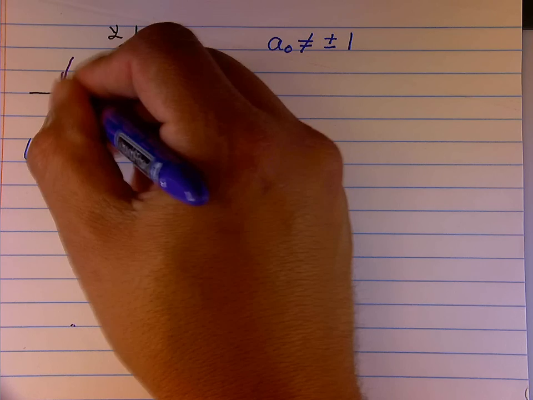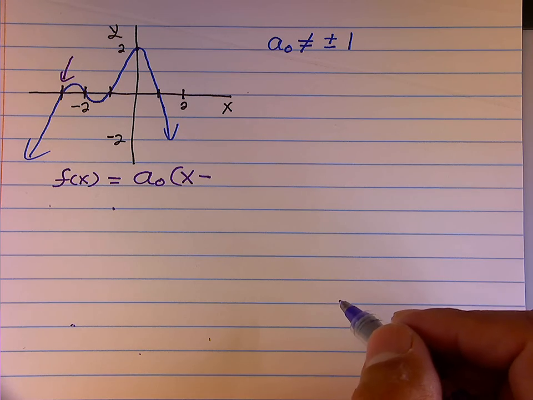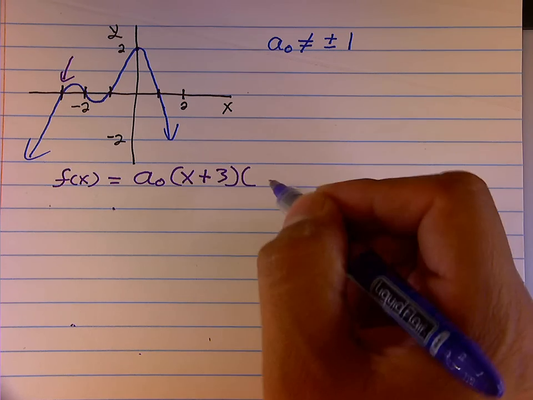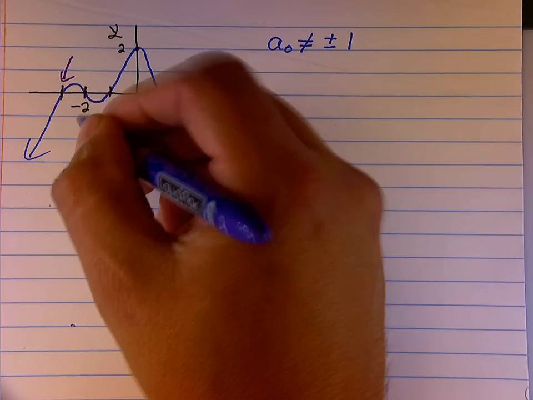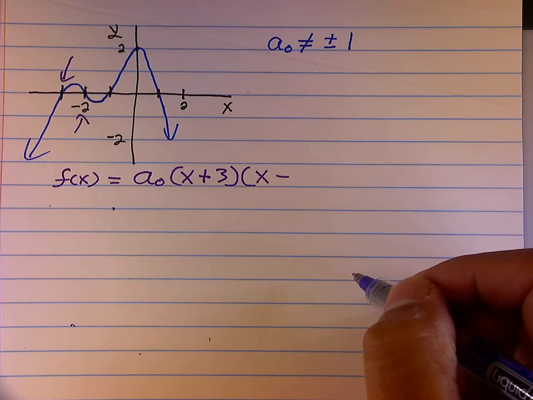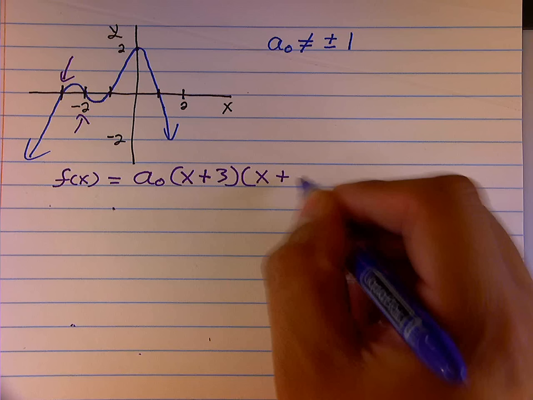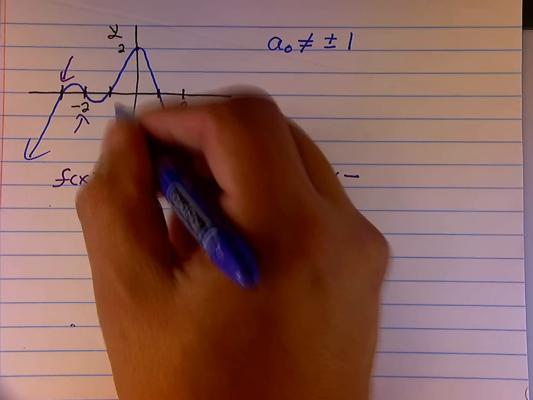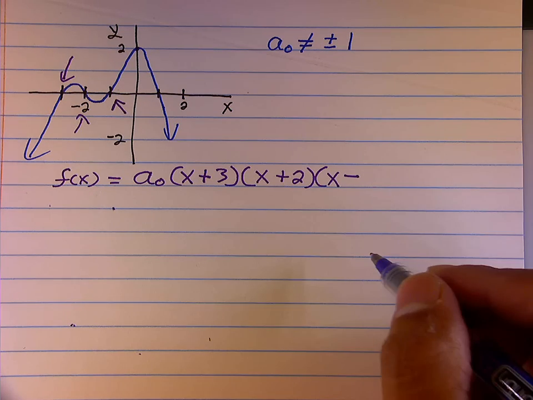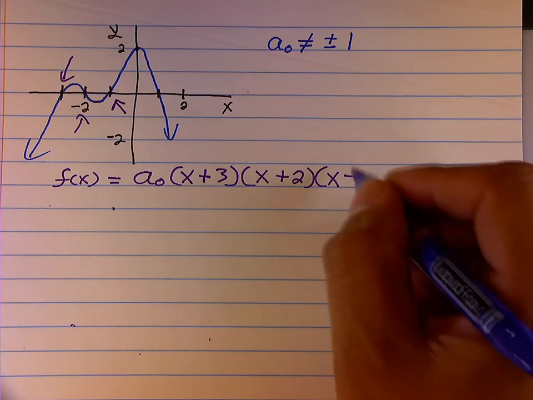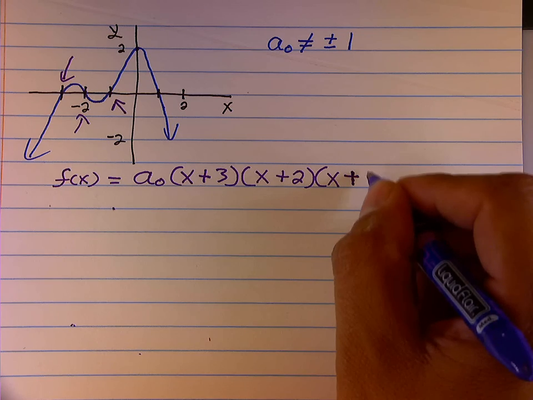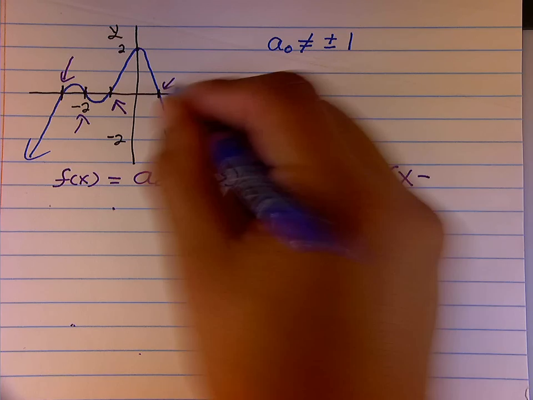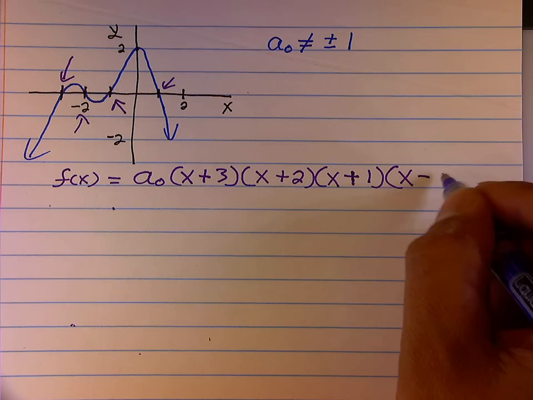X minus the first x value, which I will assume to be negative 3. Since I'm subtracting a negative, it becomes positive. And then x minus my next x value, which is a negative 2. When I subtract a negative, it becomes positive. X minus my third 0, which appears to be about negative 1. Since I'm subtracting a negative, it becomes a positive. And last but not least, x minus what appears to be approximately positive 1.